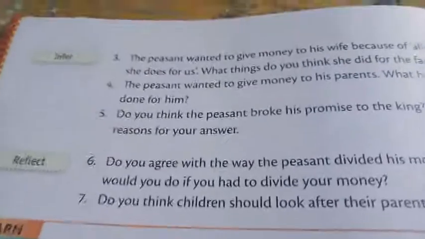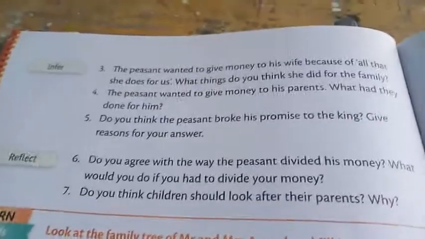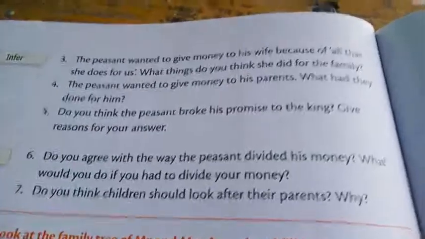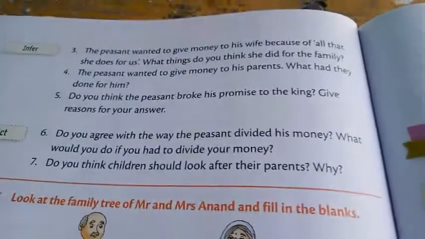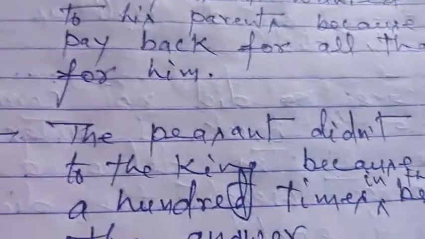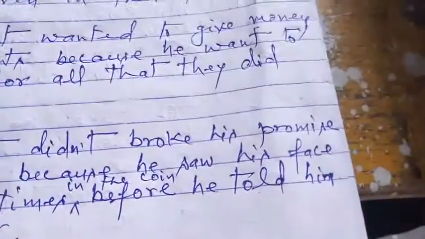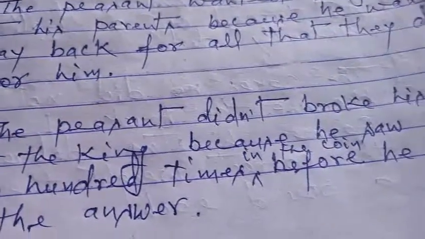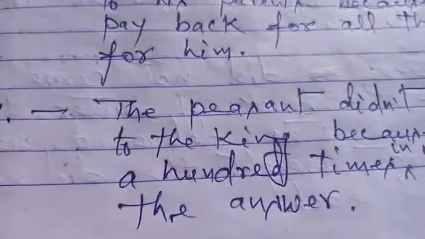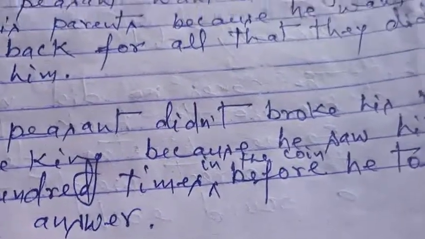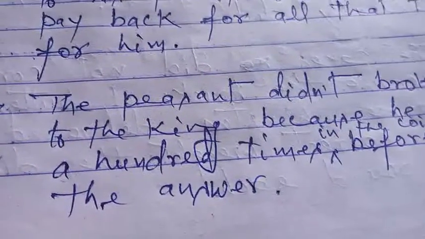Now question number 5 is here, and what is that? Do you think the peasant broke his promise to the king? Give reason for your answer. And the answer to number 5 is: the peasant did not break his promise to the king because he saw his face 100 times in the coin before he told him the answer.